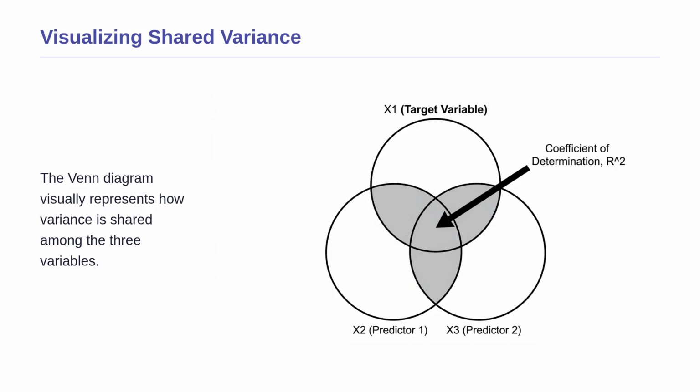Let us visualize this concept of shared variance. Here, we see a Venn diagram representing the three variables. The top circle is our target variable, x1. The overlapping regions with x2 and x3 represent the variance that those predictors can explain. The total combined overlapping area inside the x1 circle is exactly what the coefficient of determination calculates. By looking at this, you can easily see why adding a second predictor increases the total explained area, proving why multiple correlation is always greater than or equal to simple correlation.